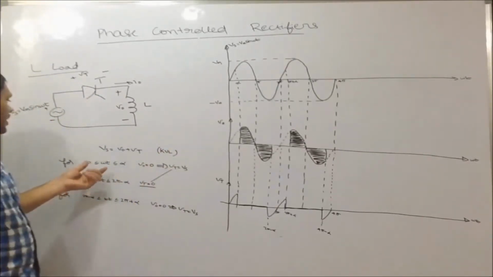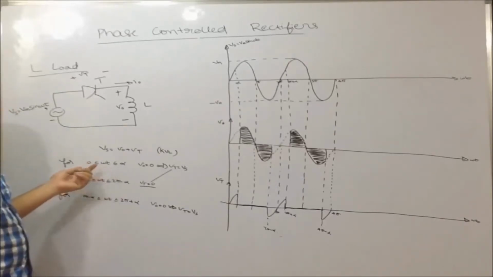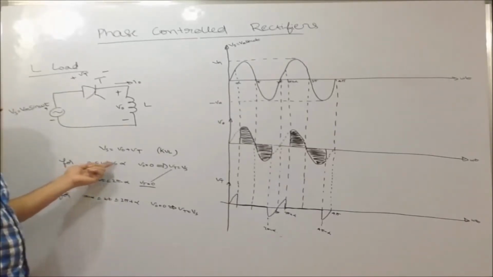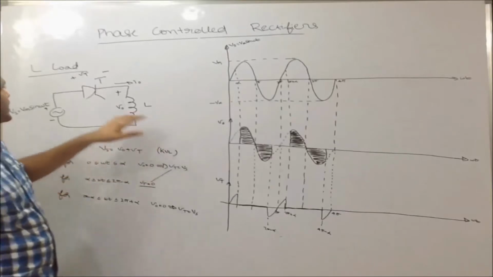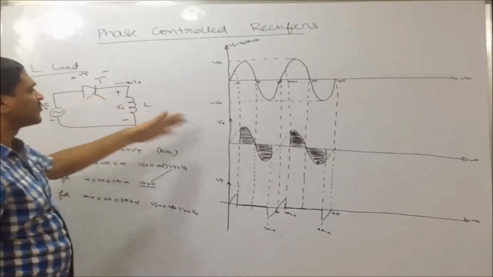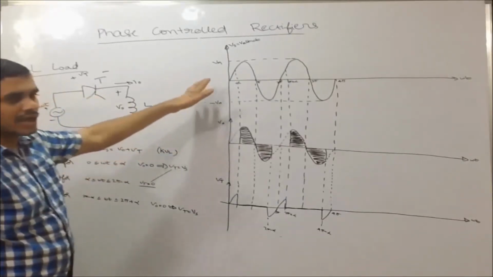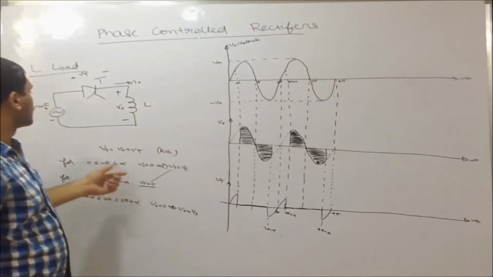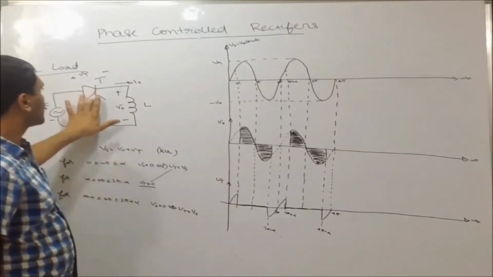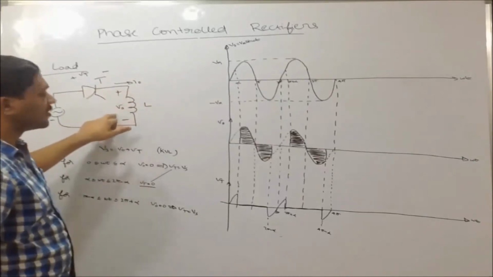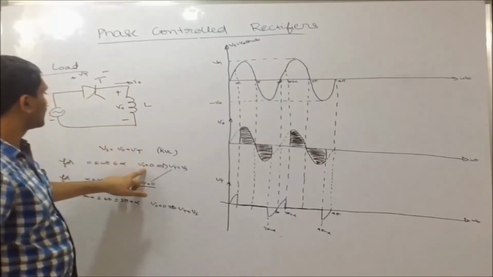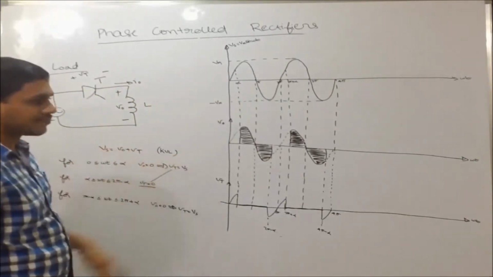Now we are looking piece by piece. For 0 less than or equal to omega t less than or equal to alpha, my thyristor is not conducting. It is forward biased, but still I am not turning it on. So it is not conducting. Switch is off. The current is 0. The V0 is 0. The moment V0 is 0, Vt equal to Vs.